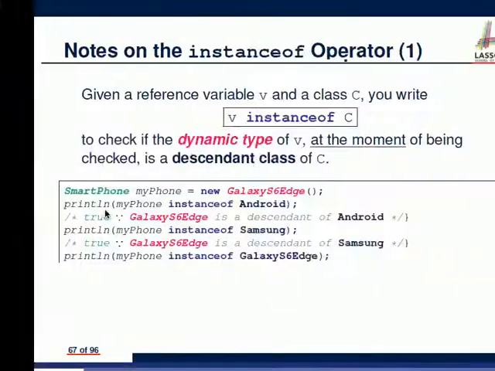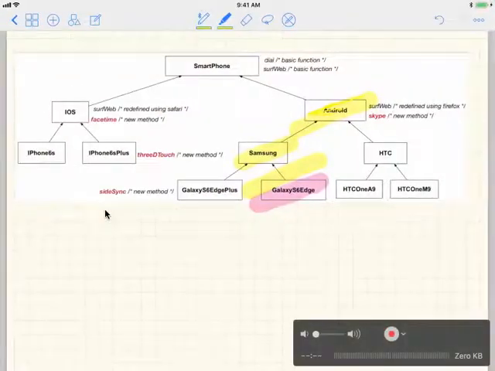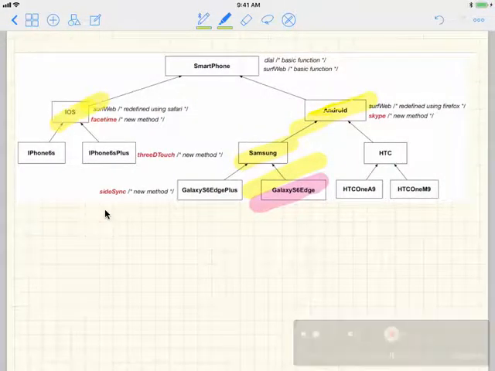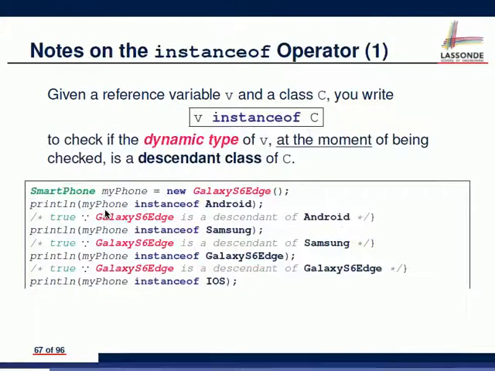Now, what about this? My phone instance of iOS. False, because iOS is here. So the Galaxy S6 Edge over here is not a descending class of iOS. So instance of would be false. That means it's not safe to cast. Okay, very good. One more.